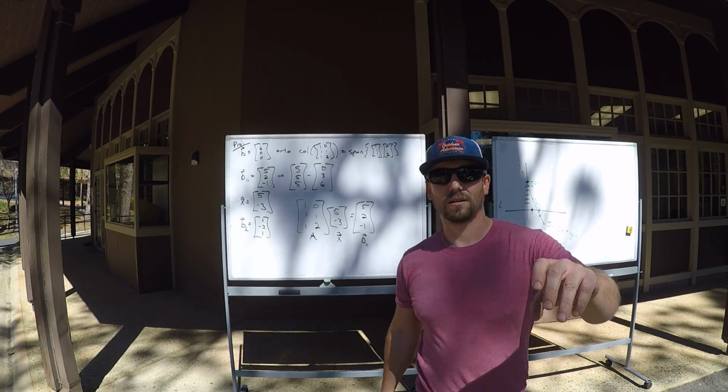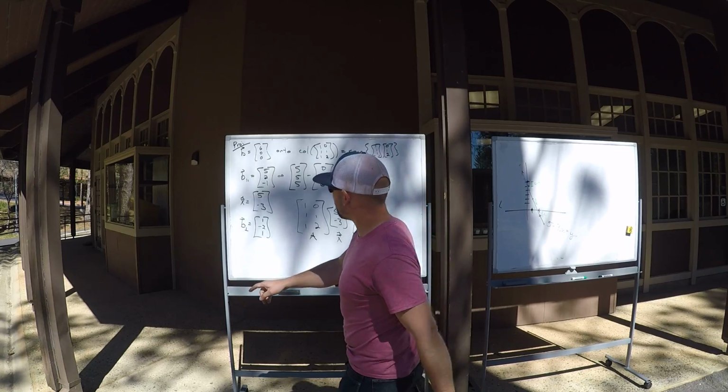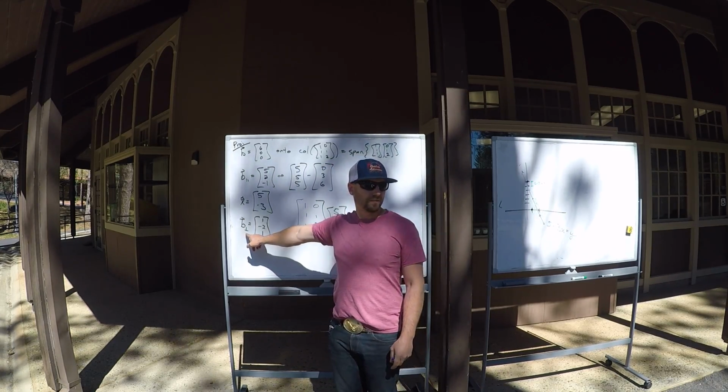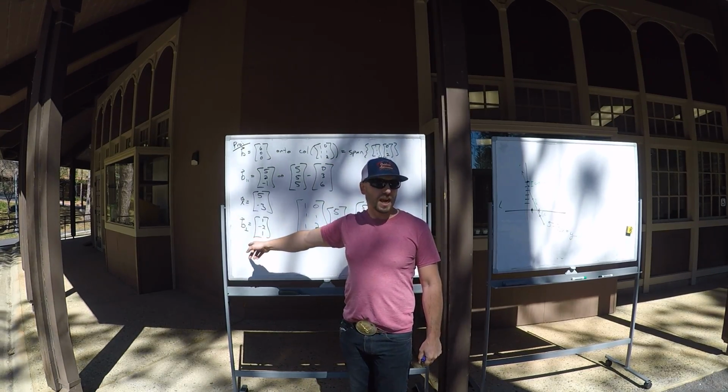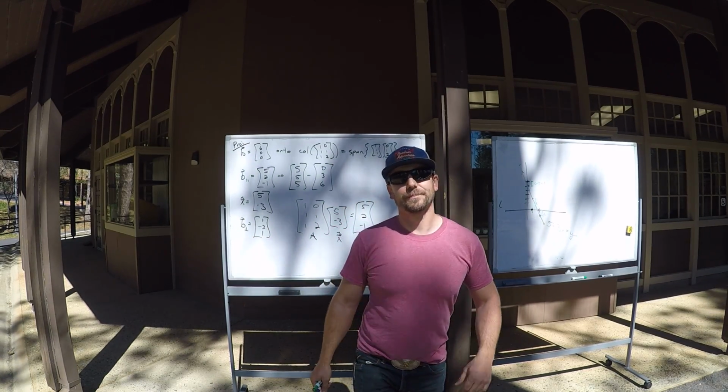Sometimes the vector B perpendicular is called E for error. That's how it is in the homework. Yeah. Okay, cool.